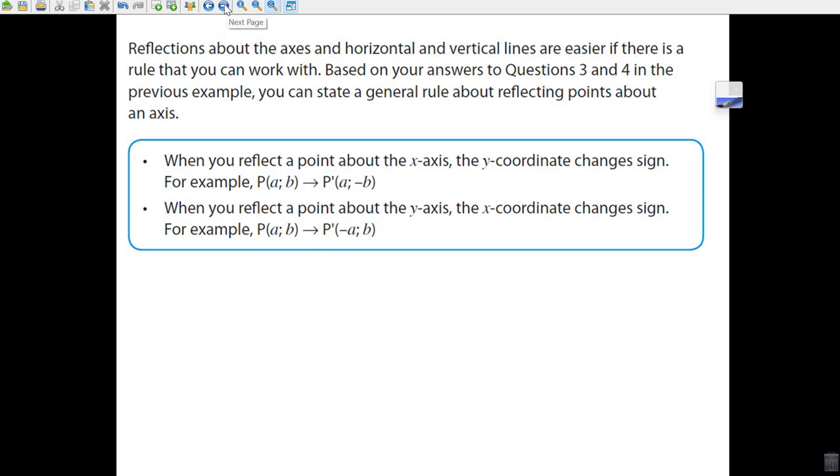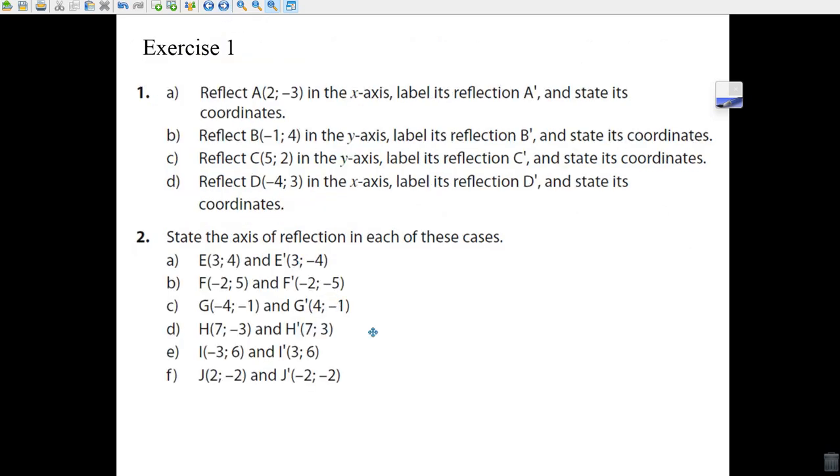Now you're going to get some questions in class. They're going to look like this, exercise 1. So good luck with them. We'll do shapes next.